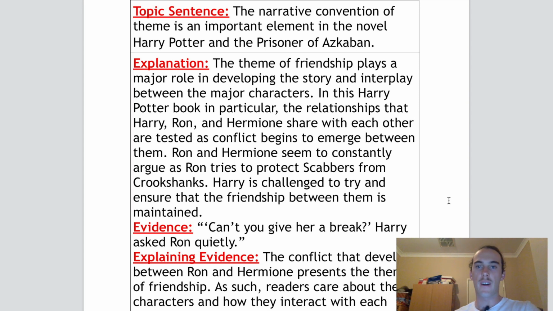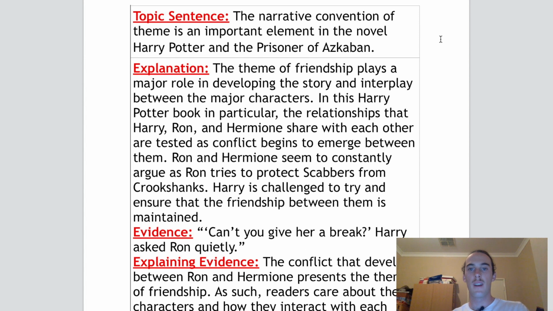So let's have a look at what that paragraph is looking like. This is a paragraph I gave to a year 9 class, and it was on themes, and we focused our attention on the theme of friendship in Harry Potter and the Prisoner of Azkaban.